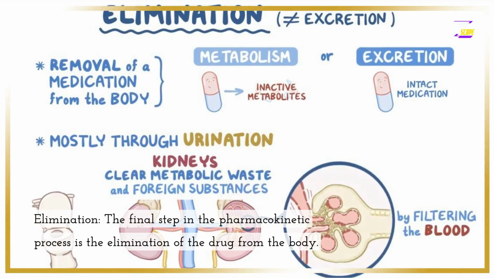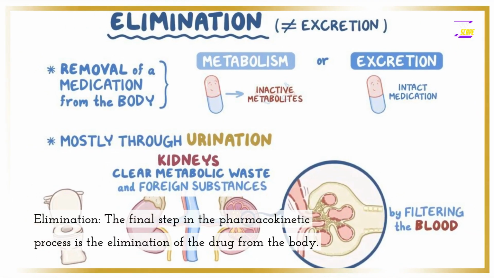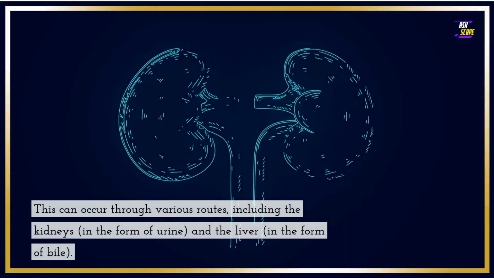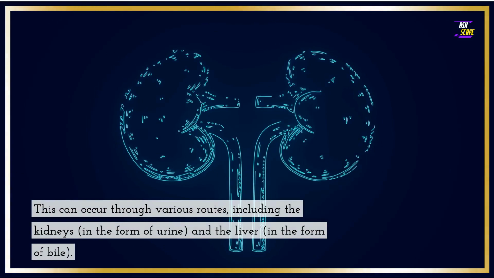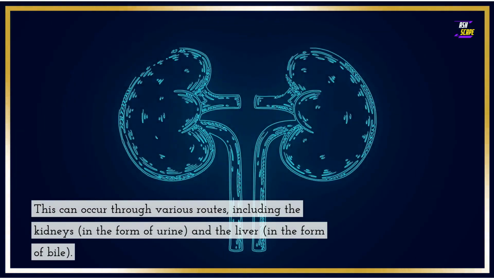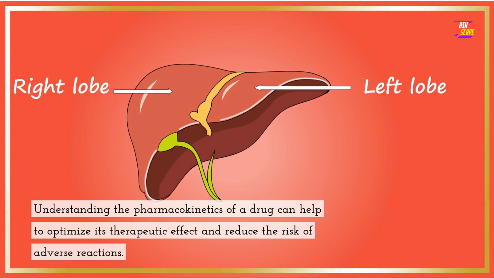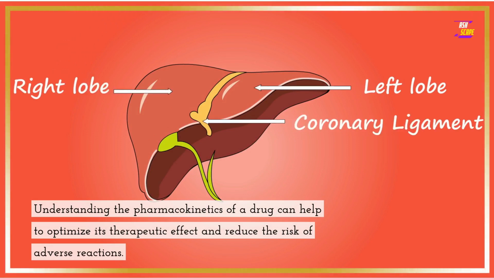Elimination. The final step in the pharmacokinetic process is the elimination of the drug from the body. This can occur through various routes, including the kidneys, in the form of urine, and the liver, in the form of bile. Understanding the pharmacokinetics of a drug can help to optimize its therapeutic effect and reduce the risk of adverse reactions.